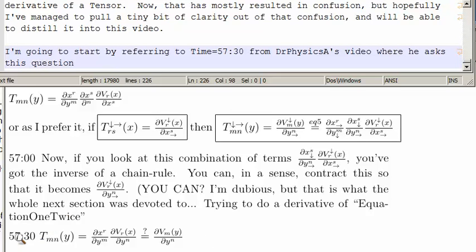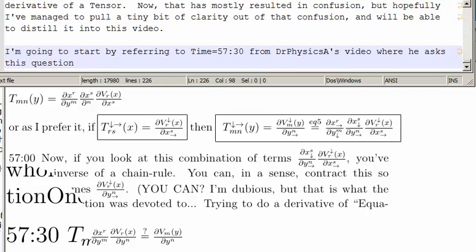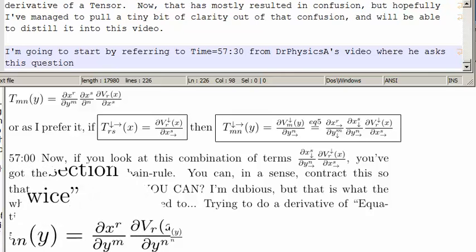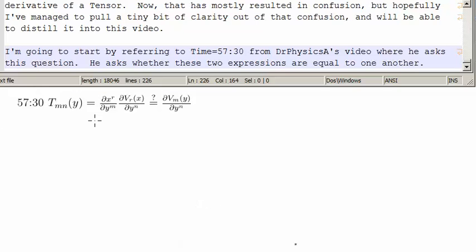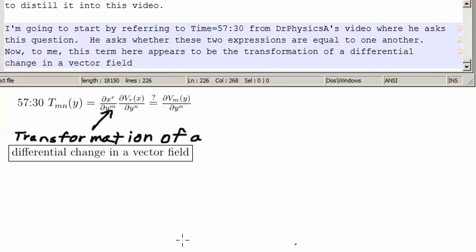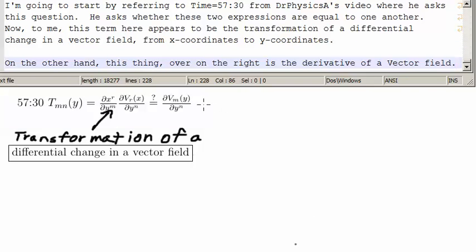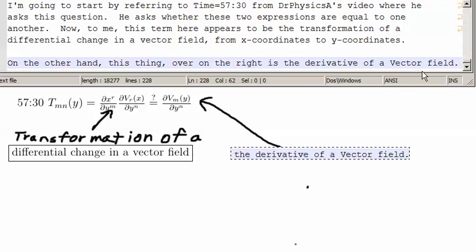I'm going to start by referring to time 5730 from Dr. Physics A's video where he asks this question. He asks whether these two expressions are equal to one another. Now to me, this term over here on the left appears to be the transformation of a differential change in a vector field from x-coordinates to y-coordinates. On the other hand, this thing over on the right is the derivative of a vector field.